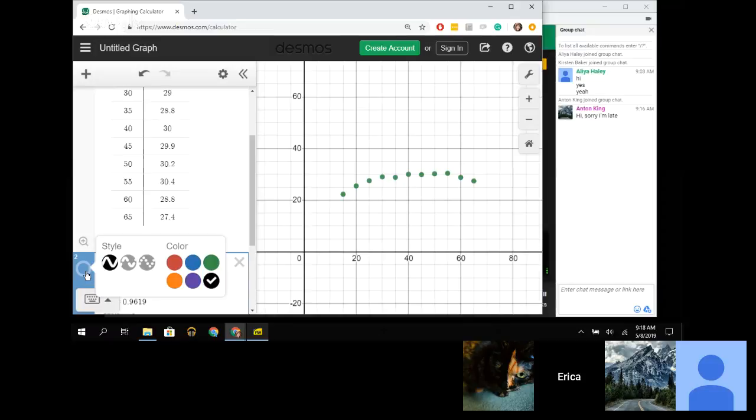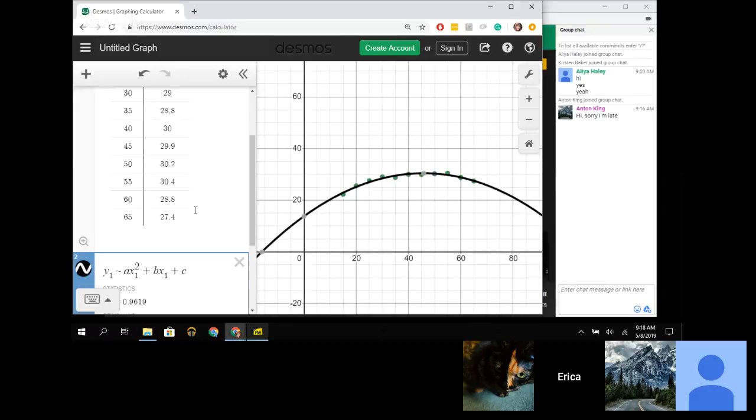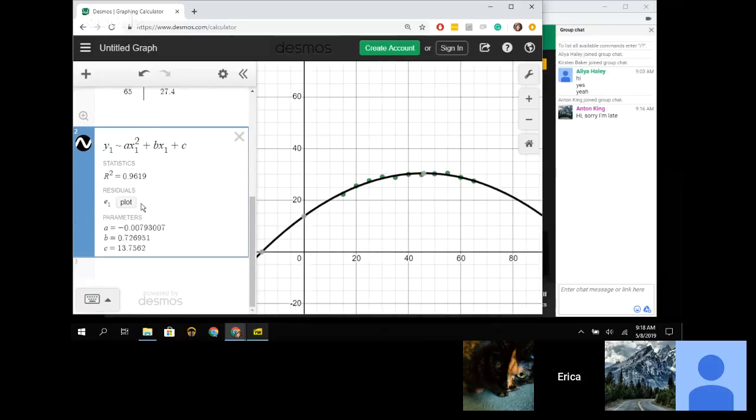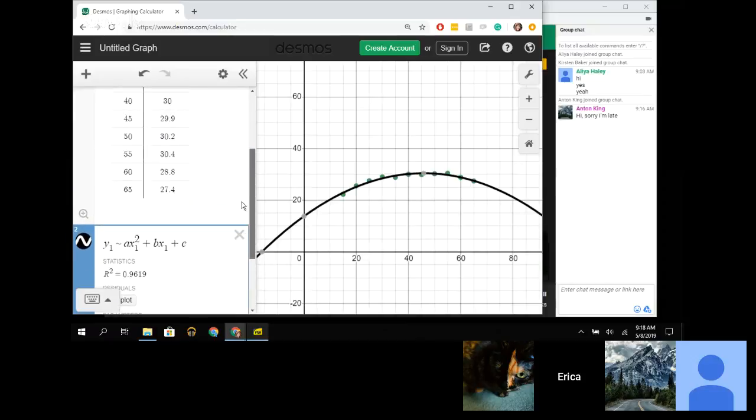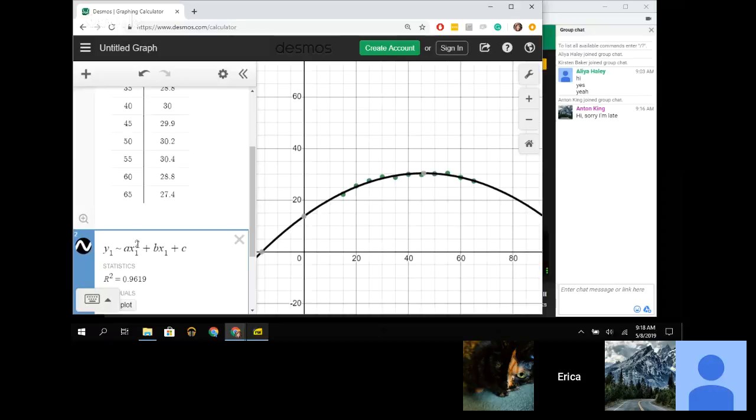Then I just typed this in, and I was telling Aaliyah and Kirsten, I'm going to explain what this means. This equation is an equation for a quadratic, right? It's ax squared plus bx plus c. That's a quadratic equation. And what I've asked Desmos to do is, can you approximate a quadratic equation?